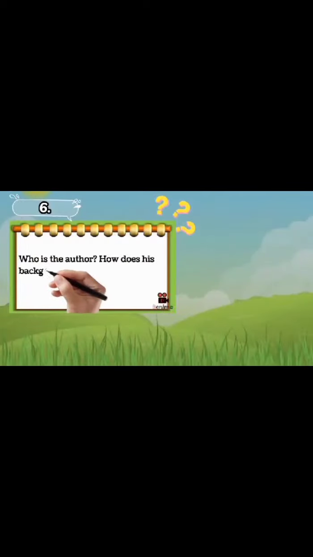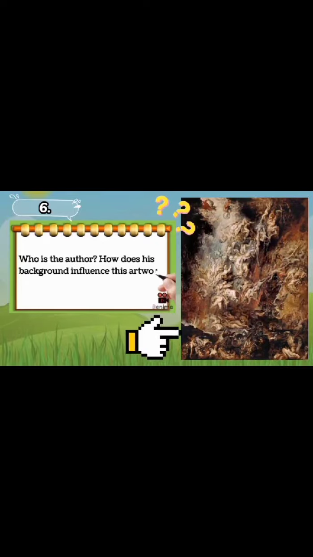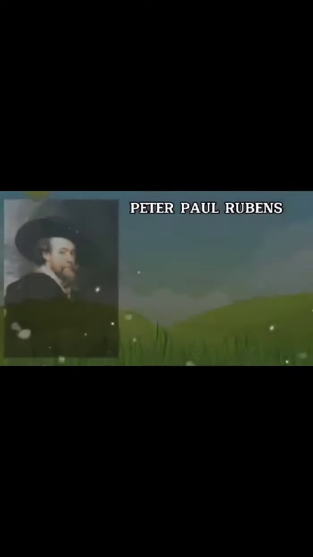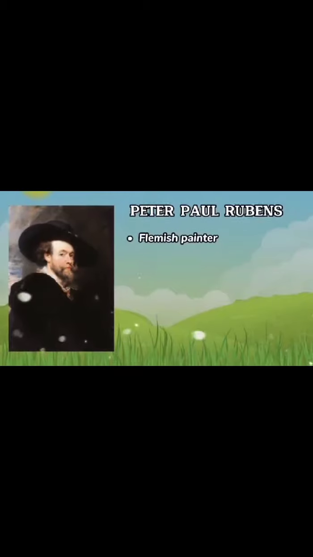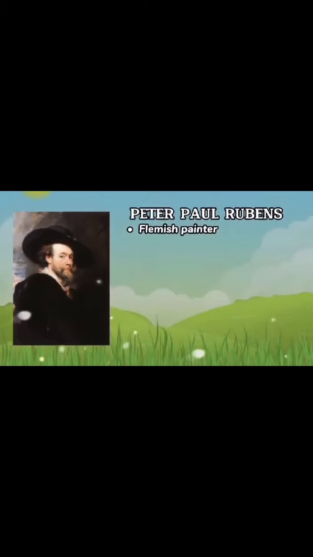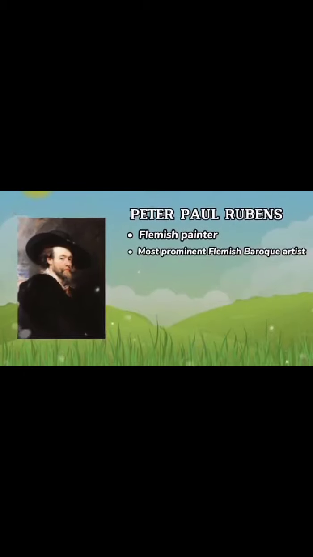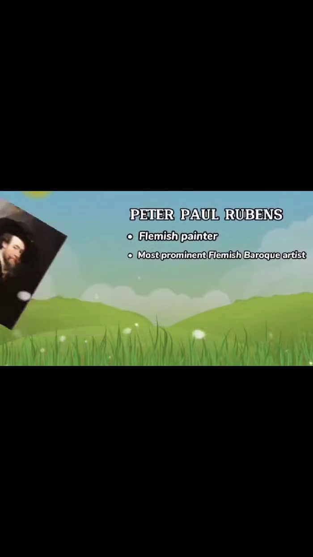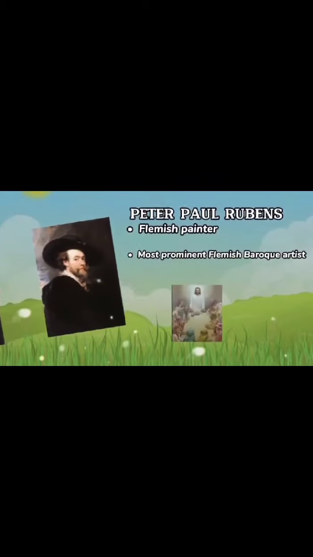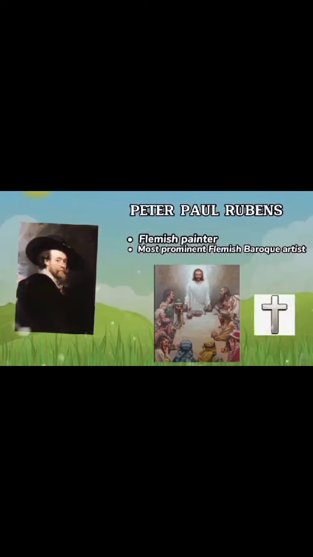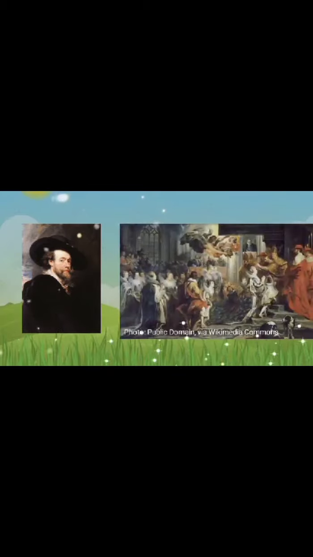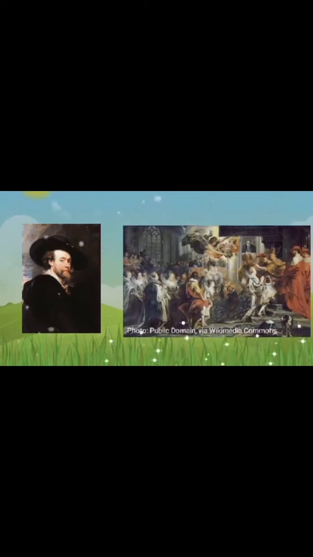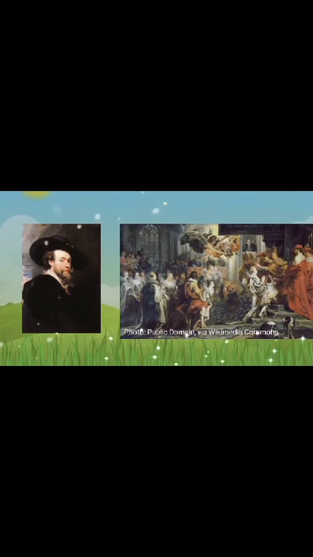How does his background influence this artwork? Peter Paul Rubens was a Flemish painter. He is often regarded as the most prominent Flemish Baroque artist. Rubens' eloquent works allude to scholarly parts of classical and Christian history. His unique and wildly popular Baroque style stressed movement, color, and sensuality, following the Counter-Reformation's dramatic aesthetic style.